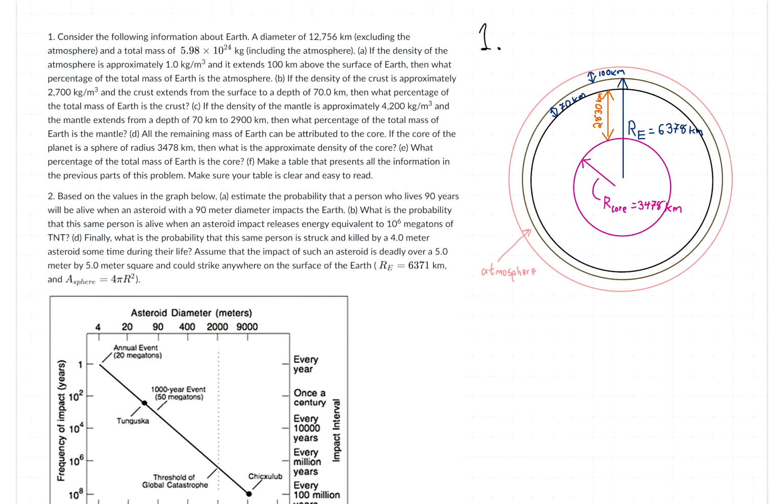So how do we go about solving this problem? Well, all parts of the problem, A, B, C, and D, and including the summary in part E, all involve the same approach, which is finding the mass of one portion of the Earth and comparing that to the total mass of the Earth. So let's take a look.